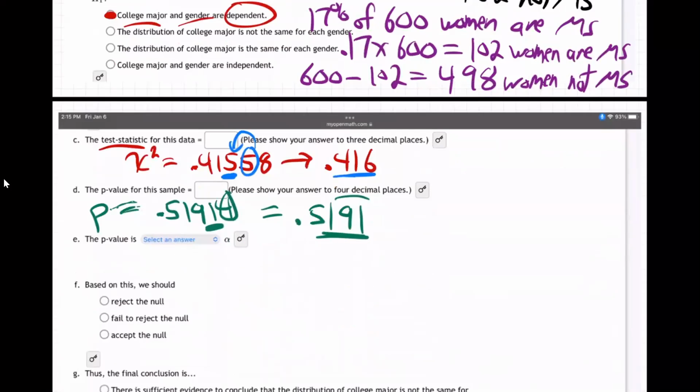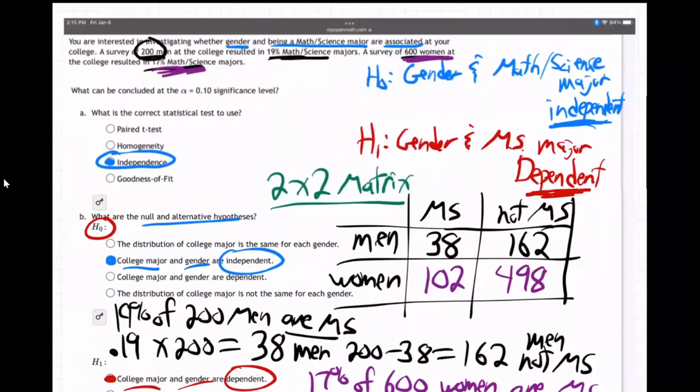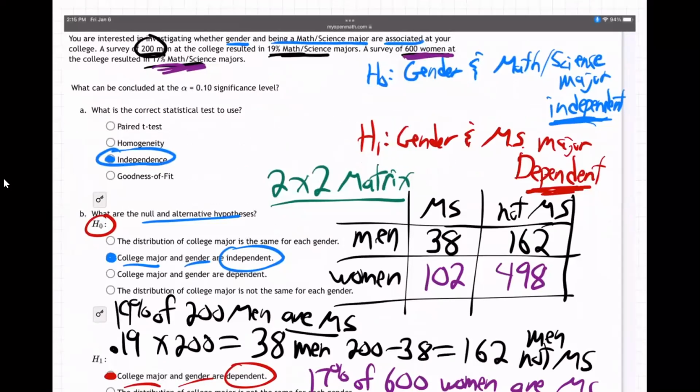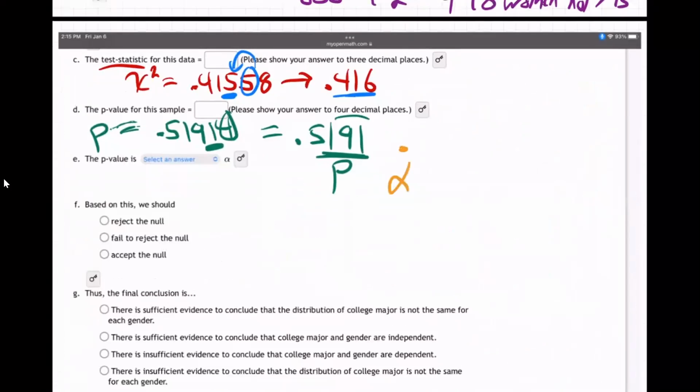Now, what does that mean about our conclusion? Well, you're always supposed to compare the p-value to the alpha level. What was the alpha level on this problem? Getting back up here to the top, it said alpha 0.10, right? So the alpha level is 0.10. So what's the story? Well, the p is certainly greater, isn't it? So here we'll say the p is greater than alpha.